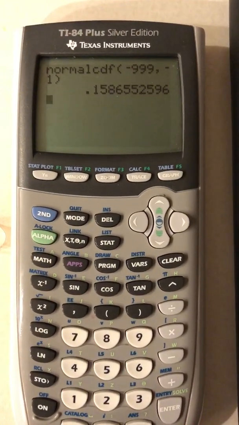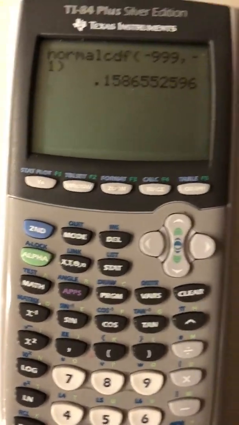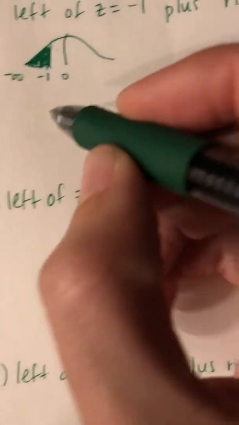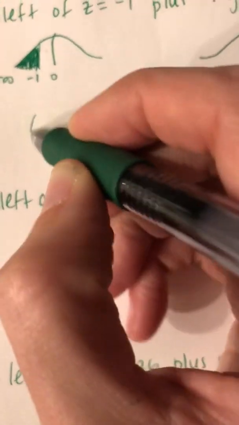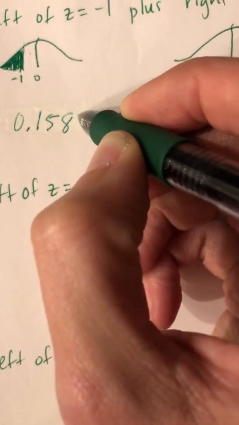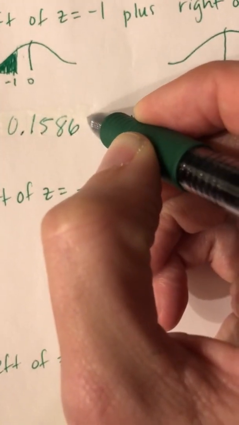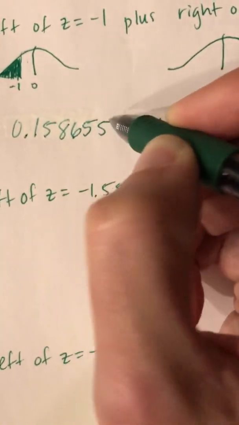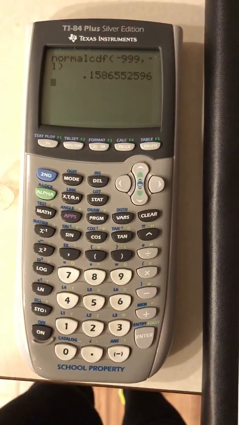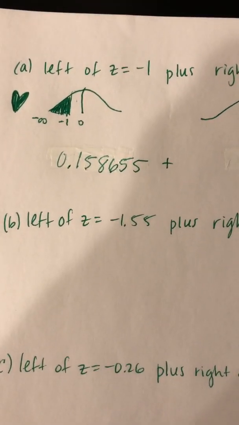So this gives you the area under the curve. I'm going to write it out to 5 decimal places. So the area under the curve, 0.15865. I'm going to go ahead and take it out to 6 decimal places. So that's the area under the curve from -infinity to -1.